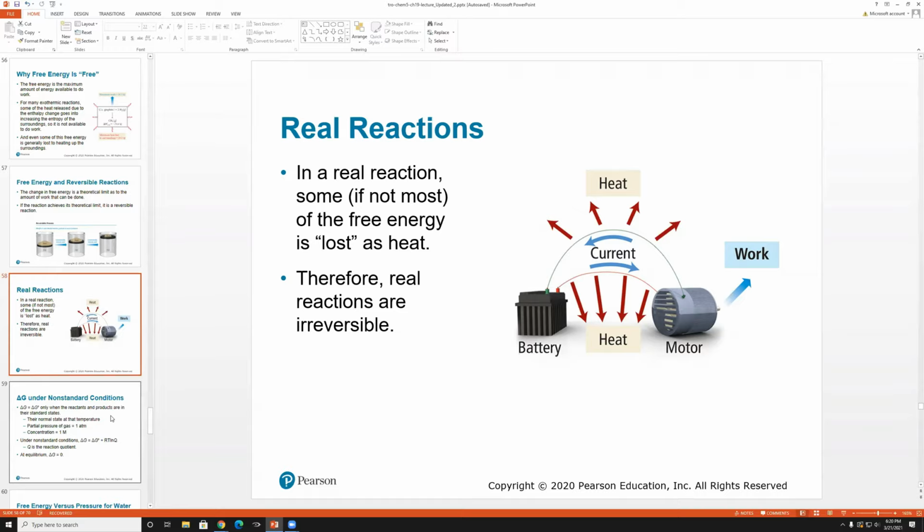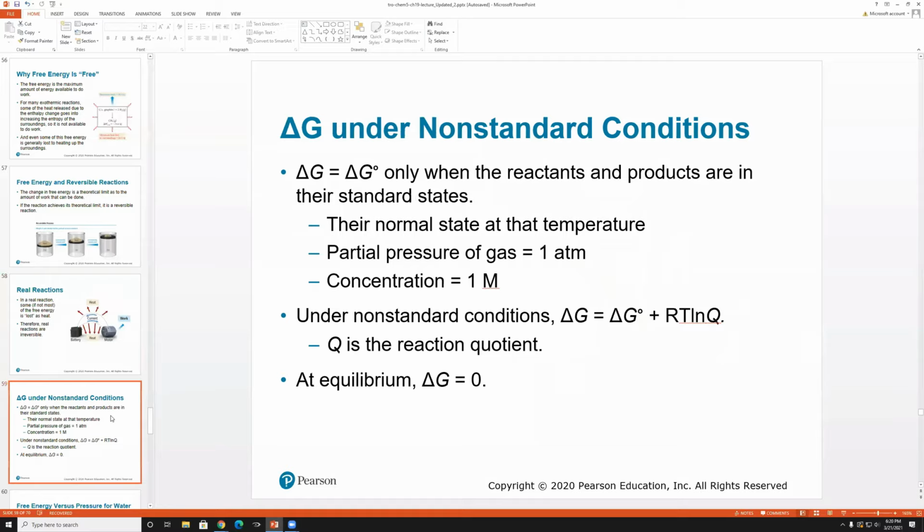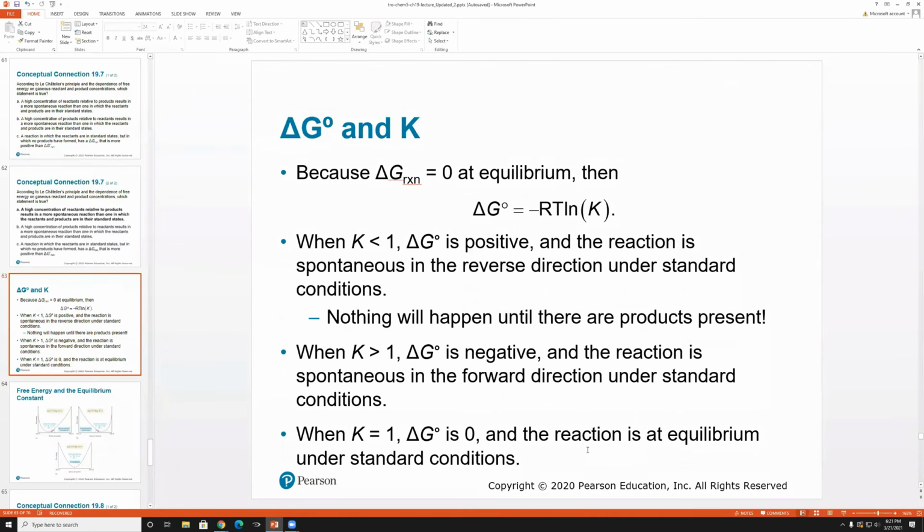This is called a non-standard condition. Now, how do we calculate delta G of a non-standard condition? Well, we can, based on the amount of heat released and based on the reaction quotient. And here's the equation for that. Delta G equals delta G standard condition, meaning the delta G of formation, plus RT natural log of Q, where Q is the reaction quotient. So now we can talk about delta G and K.